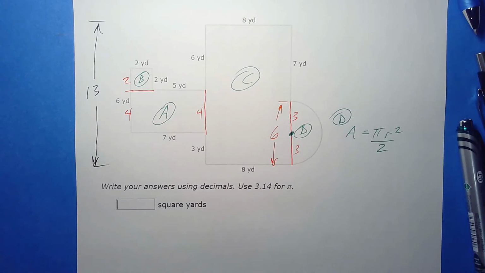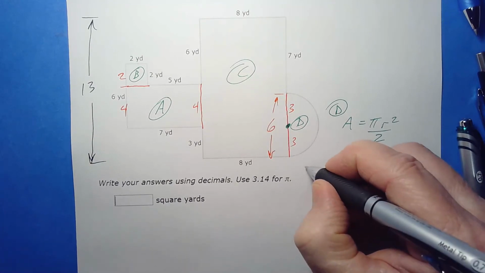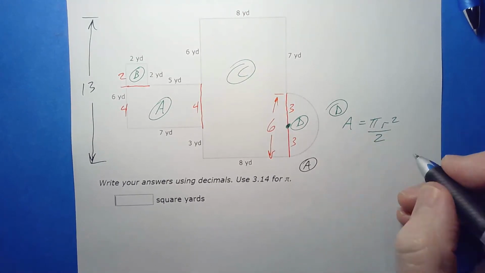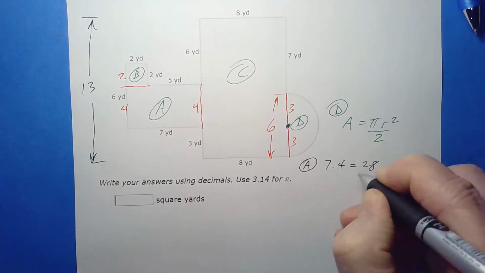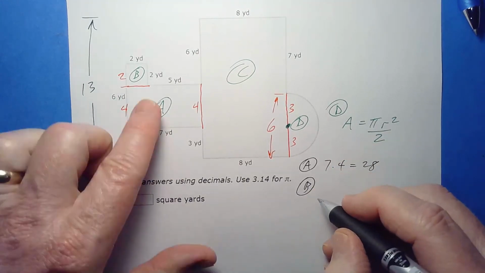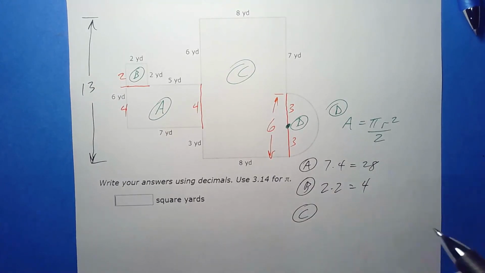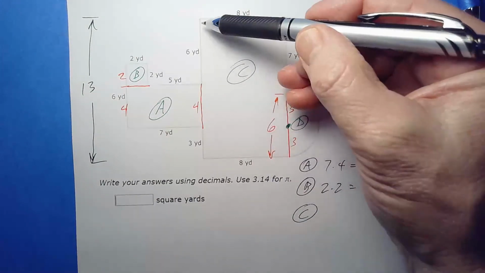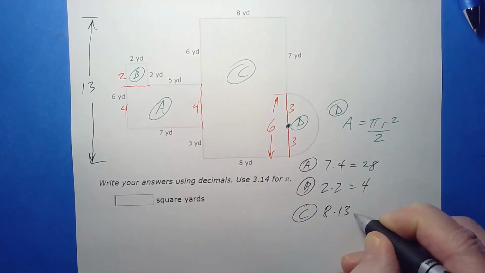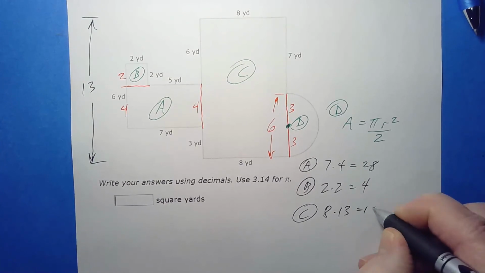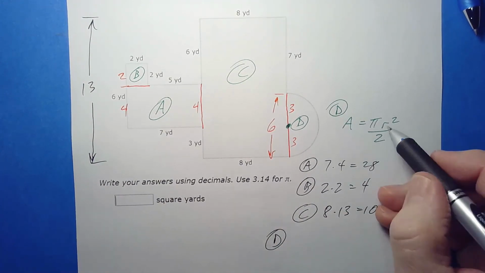Then we're just going to go through it really carefully, step by step, and this is how we would do it. You'd say area of A is 7 times 4, which is 28. B here is 2 times 2, which is 4. C, now again, I remember the whole thing is 13 by 8, so 8 times 13, which is 104. Finally, D is the one we have to be super careful with.